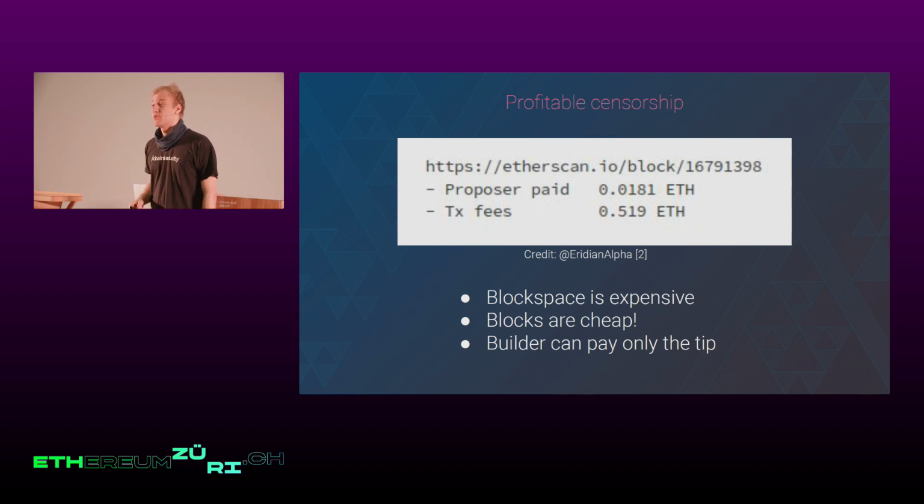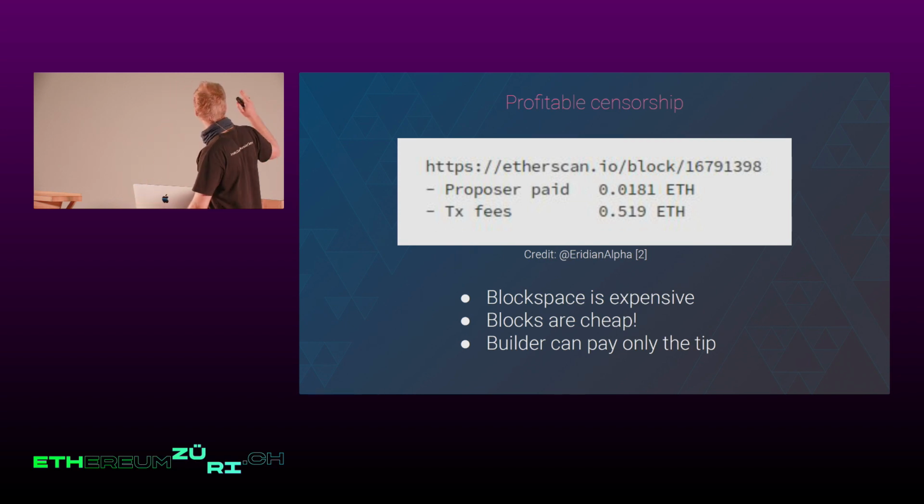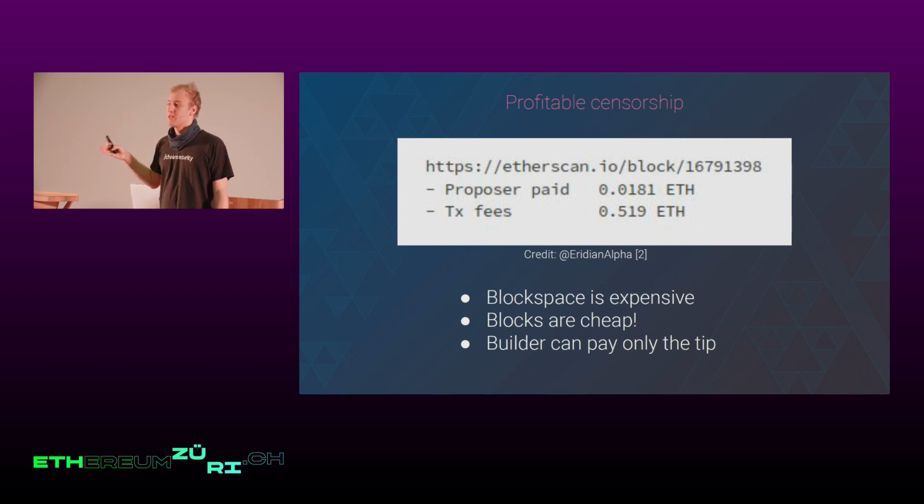Another thing that's interesting, which was actually brought to my attention by a guy called Iridian Alpha, is that because of the way EIP 1559 works, it might actually be profitable to censor some blocks, combined with the way that MEV boost works as well. So as we saw before, the total fees paid on Ethereum can be very high, but it's possible that only a small amount of that goes to validators, right?